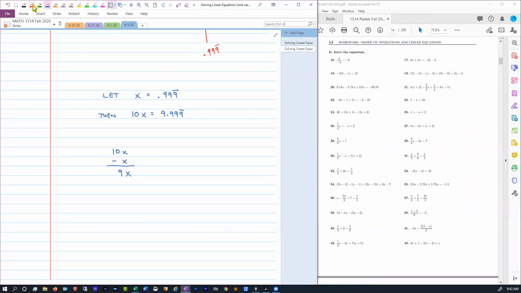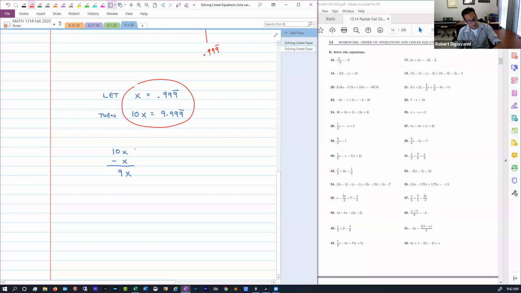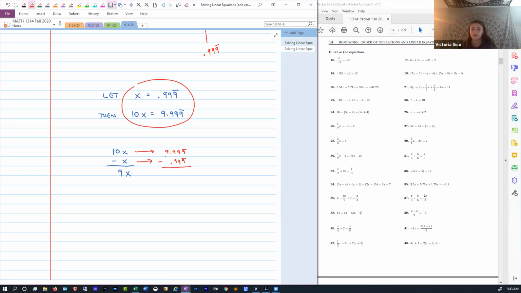Okay, now think about this in terms of what we just wrote down up here. What was 10x? Well, 10x was 9.999 forever. And we're subtracting from that the x, which was just 0.999 forever. If I subtract those, do y'all see what happens? What goes away? When you take away the 0.99999 forever from the 9.9999 forever, what's left? Just 9, right? These little 0.99s just cancel each other out, and all you're left with here is 9.